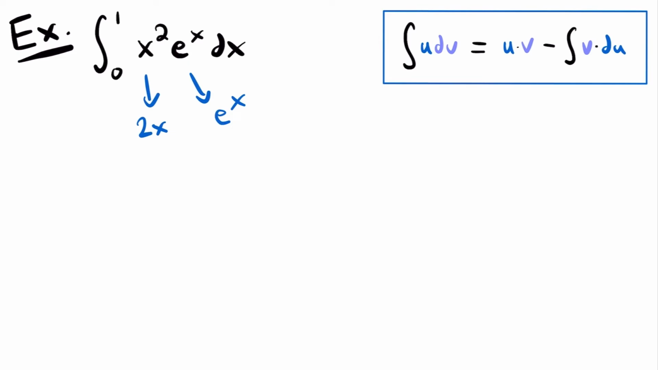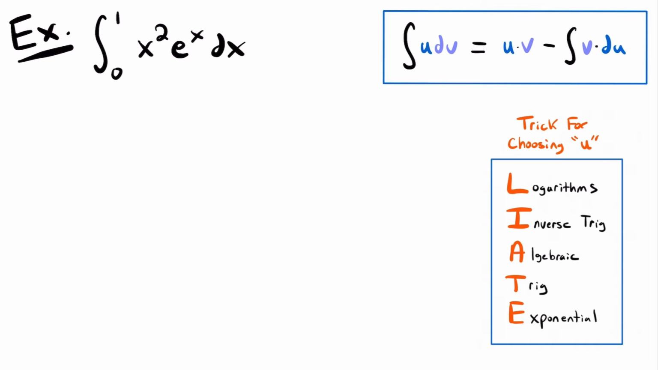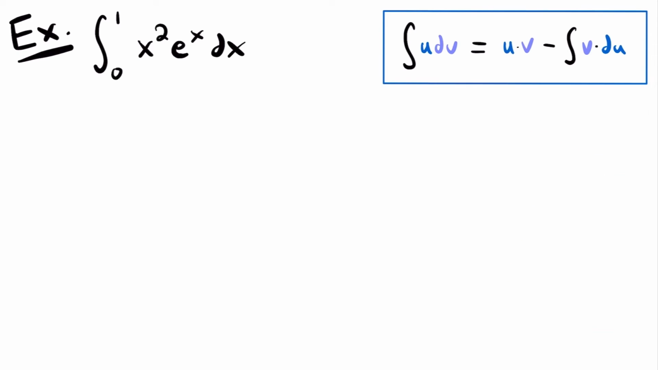So e to the power of x did not get any simpler, but x squared became x to the first power, so we just have 2x, and that is simpler than x squared. And so I'm going to choose x squared to be equal to u. Now, if you use the acronym from before, you can see that algebraic functions are higher on the list than exponential, so if you were using that acronym, you could easily see that you're going to set x squared equal to u. So x squared will be u, which means that e to the power of x dx will be dv.